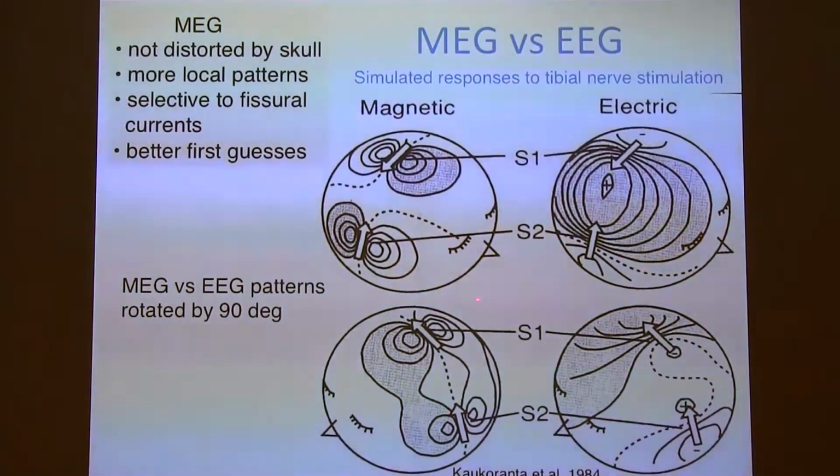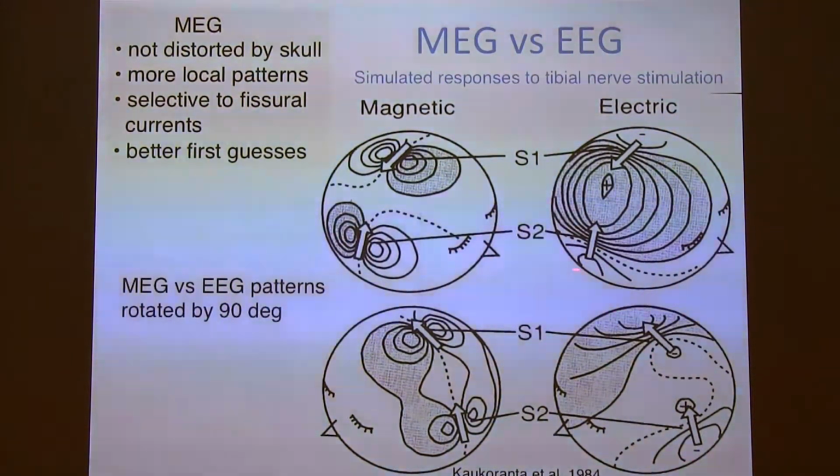The reason is that if you think about the sources, when you stimulate the lower limb nerve you get activation of the foot region at the top of the head, and then also on both sides of the brain in the second somatosensory cortex. If you look at the magnetic field patterns, they are very local over each of these source regions, because they are more tightly spread than the EEG potential distributions.